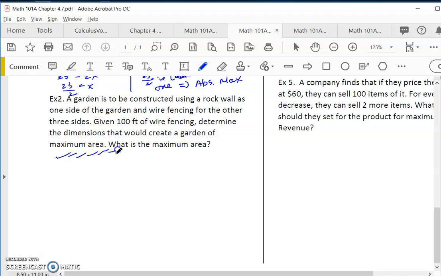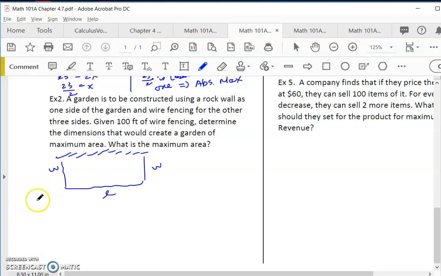So this is like the wall as one side of the garden and a wire fence. So it's rectangular. I think we assume that it's rectangular. For the other three sides, so we have length and width and width. Given 100 feet of wire fence, determine the dimensions that would create a garden of maximum area.